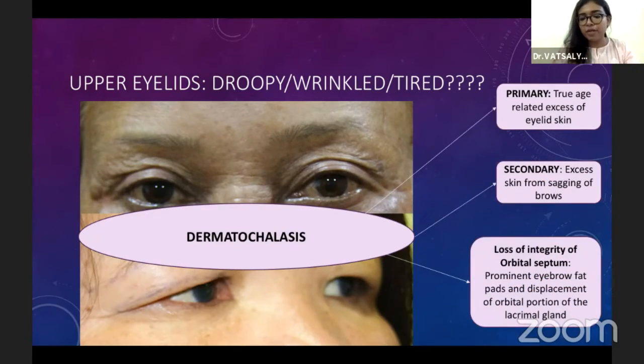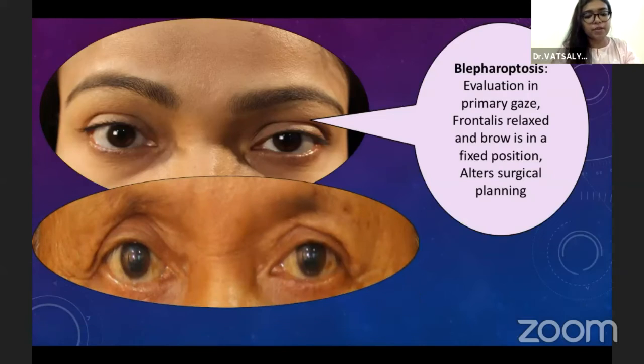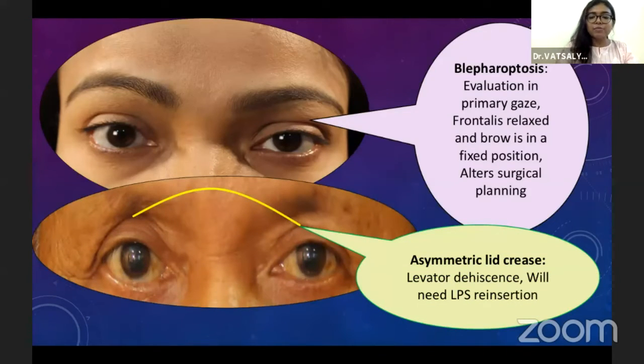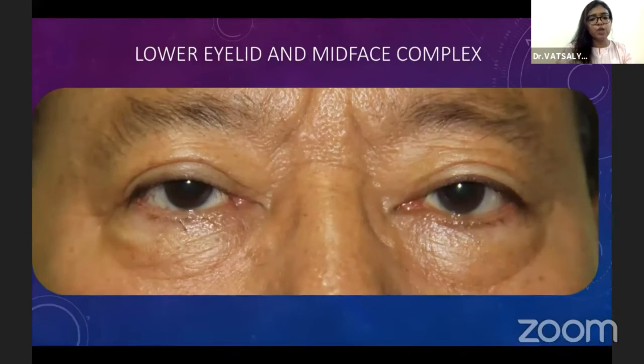One must also remember that loss of integrity of the orbital septum leads to prominent eyelid fat pads and displacement of the orbital portion of the lacrimal gland, which can lead to puffy lids. Blepharoptosis evaluation in the primary case, with frontalis relaxed and brow in a fixed position, is absolutely essential as it alters the surgical planning. One must also note asymmetric lid creases, if any, because they may be indicative of levator dehiscence and will need LPS reinsertion. Now coming on to the lower eyelid and mid-face complex.